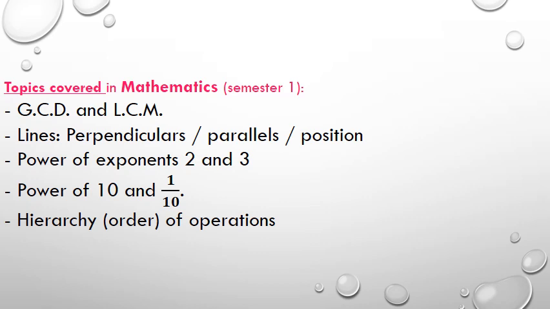In our third lesson, we have studied powers of exponents 2 and 3. We have seen the definition of powers, how we can write a multiplication sentence in power form or a power form as a multiplication sentence, and we have calculated powers of different exponents. We have seen powers of 10 and 1 over 10 and the usage of powers of 10 and 1 over 10. What do we mean by powers of 10?